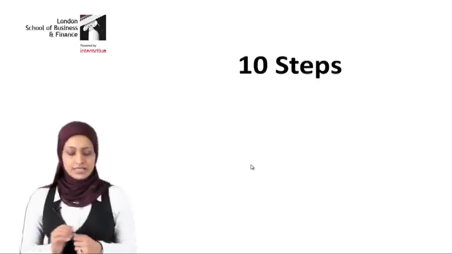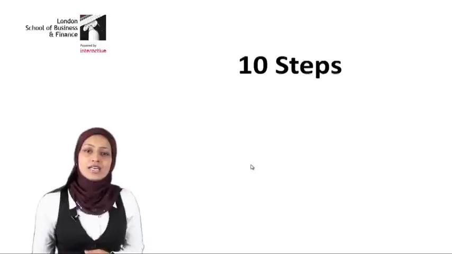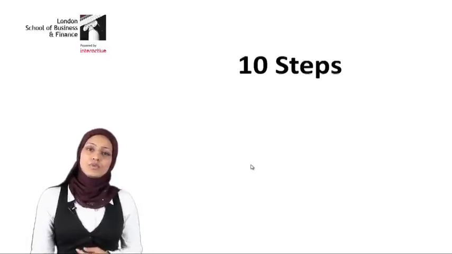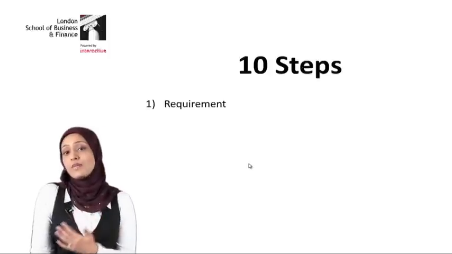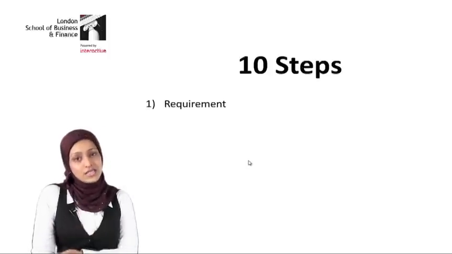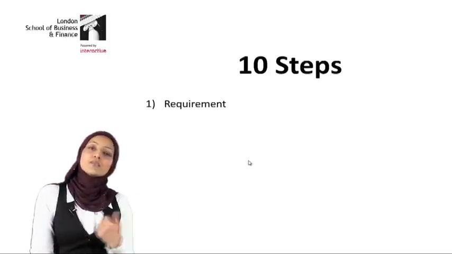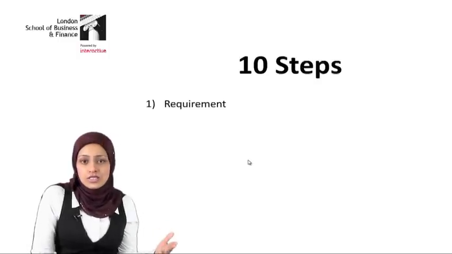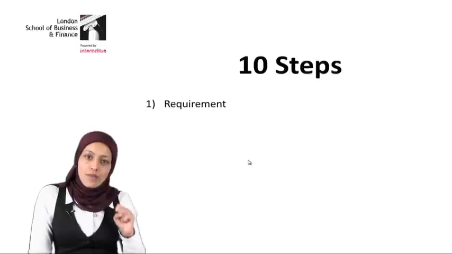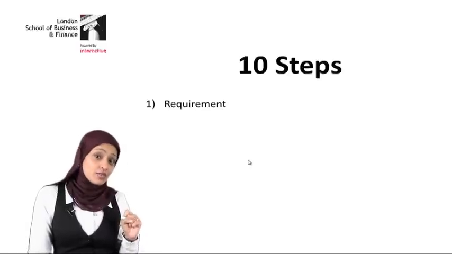So, to summarize the 10 steps that we had, the first thing that we did was we started bottom up and we looked at our requirement. What did the requirement ask for? What was required in the question? Income tax payable, capital gains tax payable, consequences. By just looking at the requirement, we were able to tell ourselves what is it that we are going to be doing with the question.